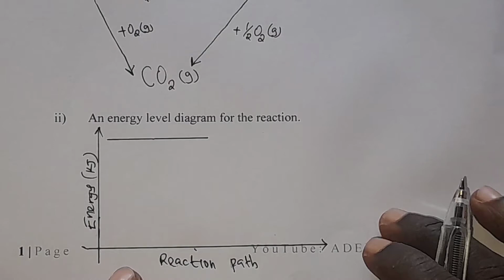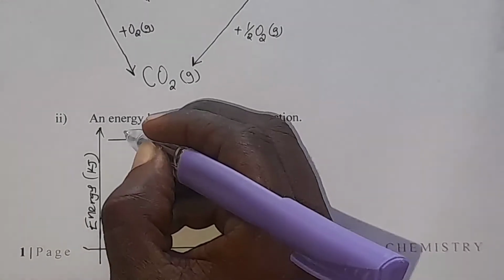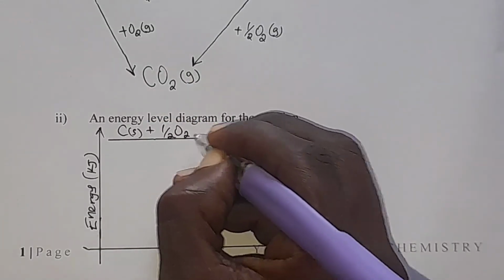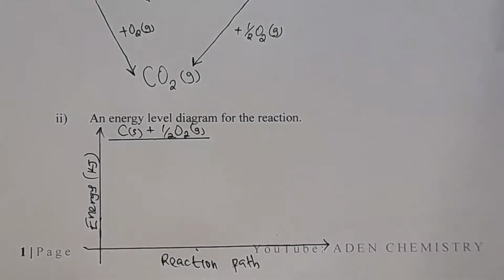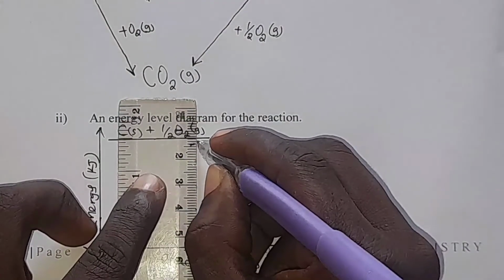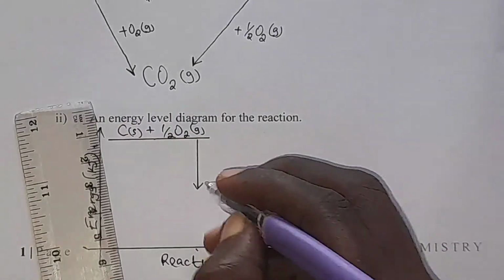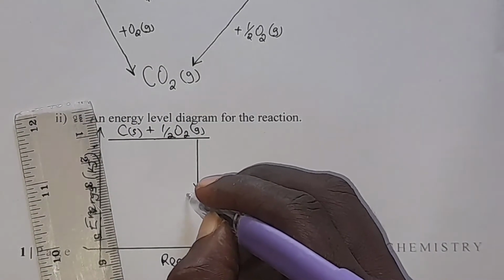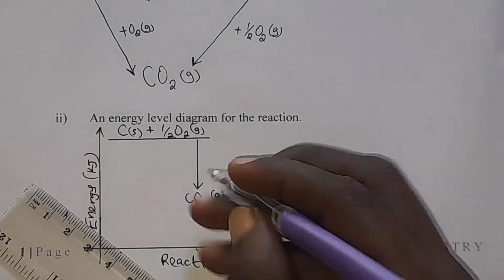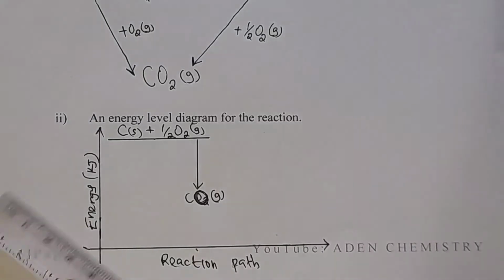And we are told the reactants have a higher energy content compared to the products. So we are going to have carbon, which is solid, reacting with half of oxygen gas, giving us carbon 2 oxide. So that means the product will be carbon 2 oxide. It is supposed to come down. So we have carbon 2 oxide gas, sorry, I mean carbon 2 oxide. We are going to get carbon 2 oxide gas.